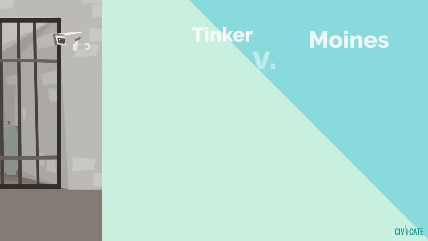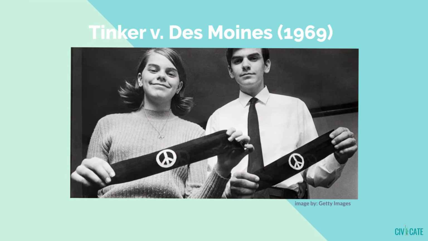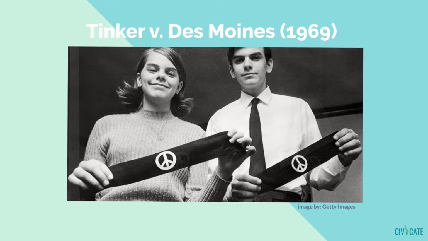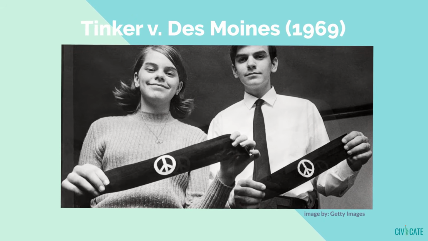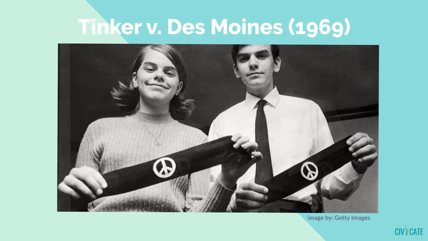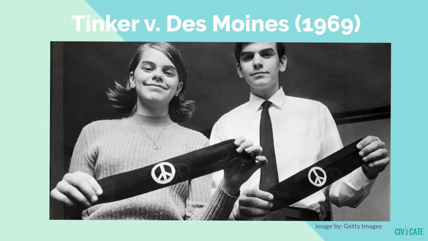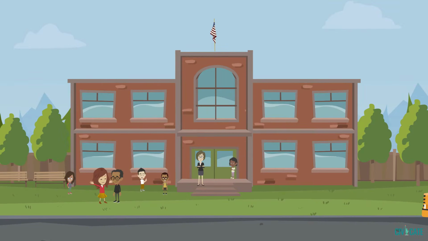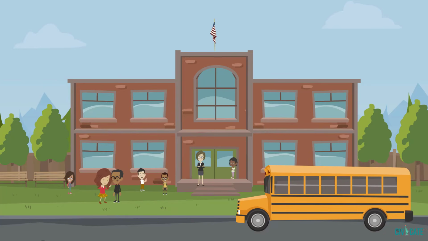In Tinker v. Des Moines in 1969, a group of students peacefully protested the Vietnam War by wearing black armbands to school, but their school didn't allow it. The Supreme Court decided that the students' actions were constitutional because they were not dangerous and did not prevent learning. This case confirmed that students do not lose their constitutional rights at school.